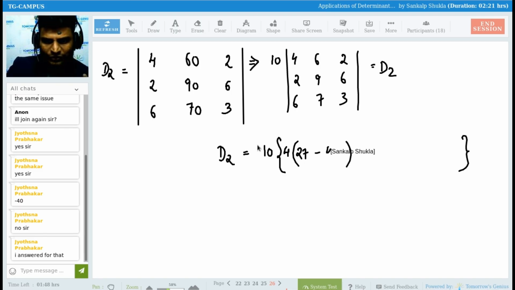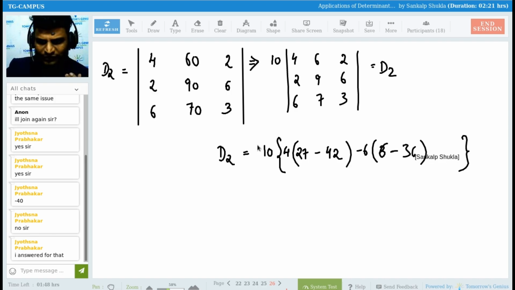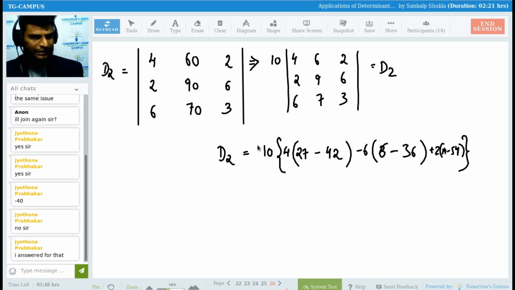27 minus 42. Minus 6 I'll write. So it will be 6 minus 36. And then plus 2 I'll write. So it will be 14 minus 54. D2 was 1100. Okay, let me check.